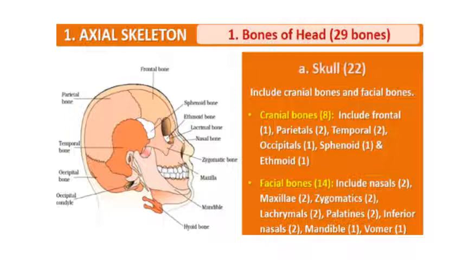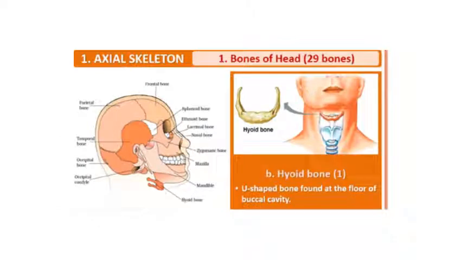The skull has two types of bones, cranial bones and facial bones. The cranial bones include frontal, parietals, temporals, occipital, sphenoid, and ethmoid bones. The facial bones include the nasals, maxilla, zygomatics, lacrimals, palatines, inferior nasals, mandible, and vomer. These are all the bones which form the head.